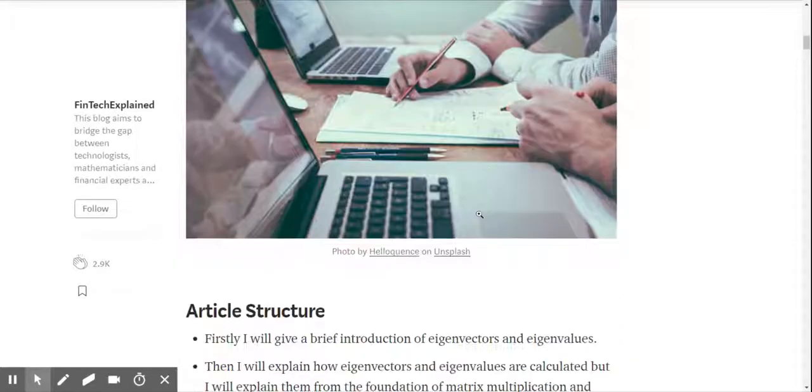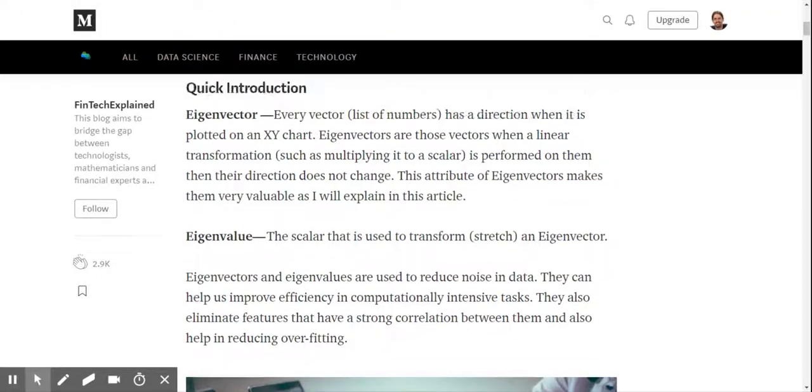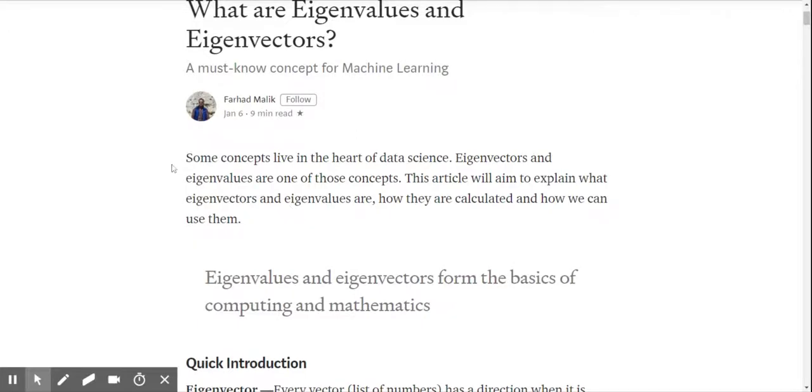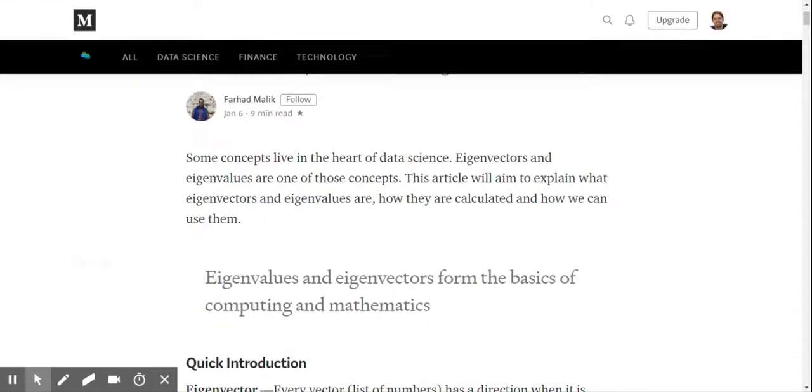Maybe it's useless for you, so just skip the video. But I think it kind of deserves a bit of a detour at least. So, good. Let's go ahead. Some concepts live in the heart of data science. Eigenvectors are among those concepts. The article will aim to explain what eigenvectors are, how they're calculated, and how to use them.